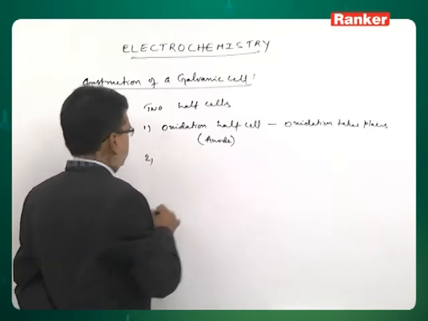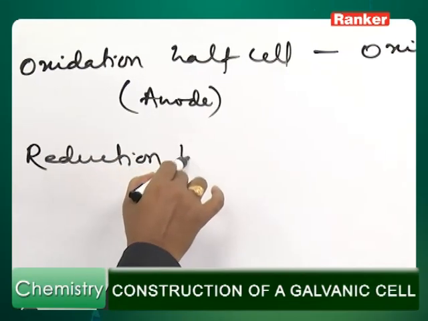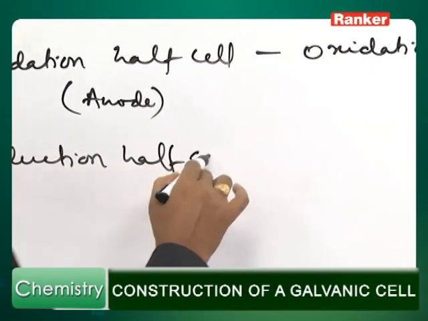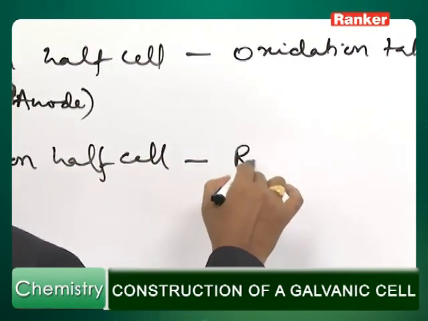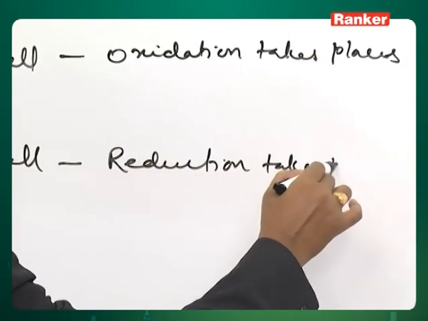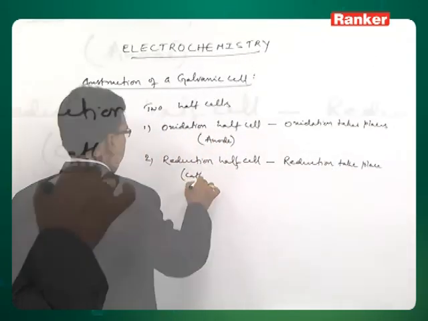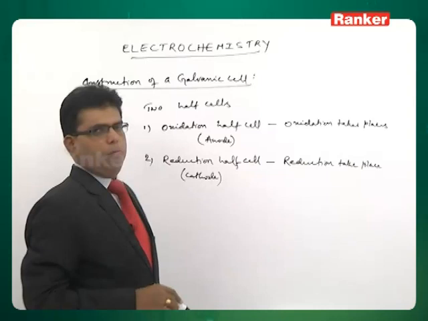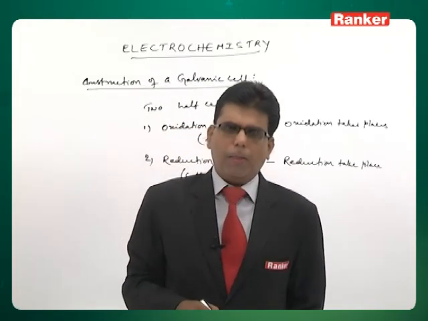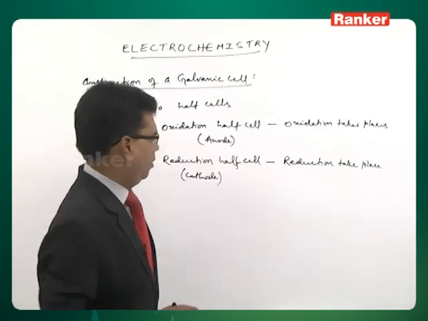And the second one is obviously a reduction half cell, where reduction takes place. So, this acts as the cathode. A combination of anode and cathode of course makes a galvanic cell.